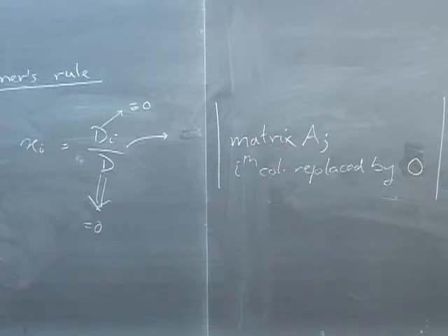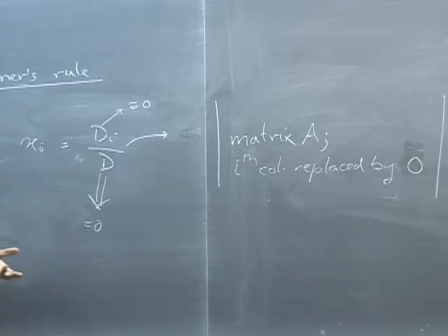You know, we didn't learn anything from it. It was no fun, right? On the other hand, if D is equal to 0, then x sub i from Cramer's rule is 0 over 0. Then we don't know, right? Maybe x sub i has got some interesting values. You know, let's go find out, right?